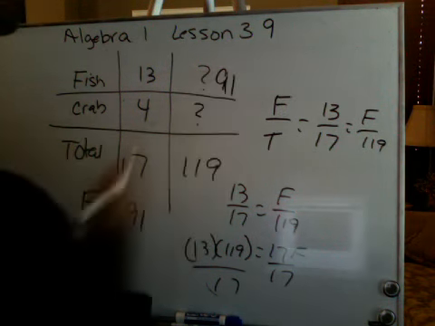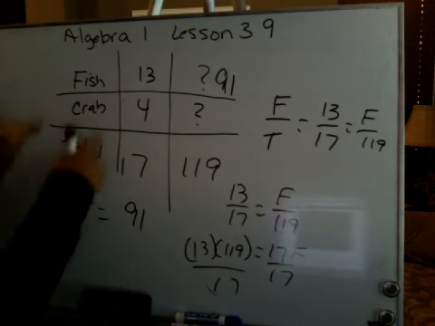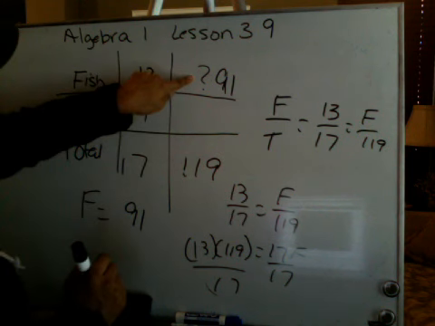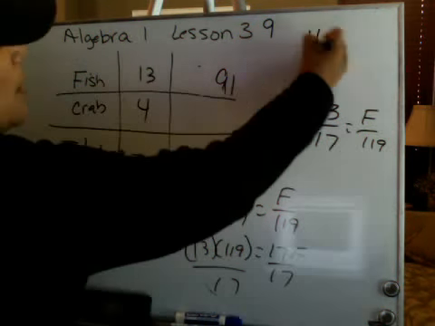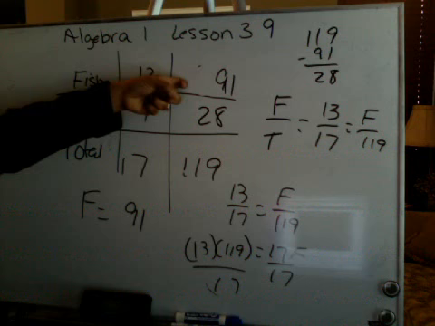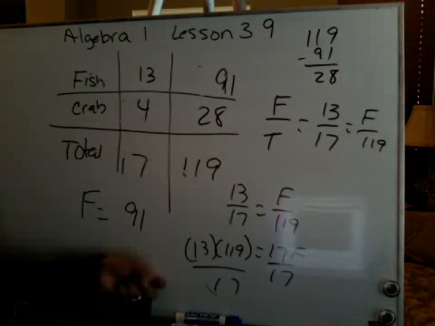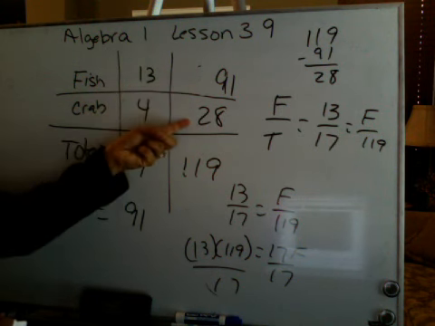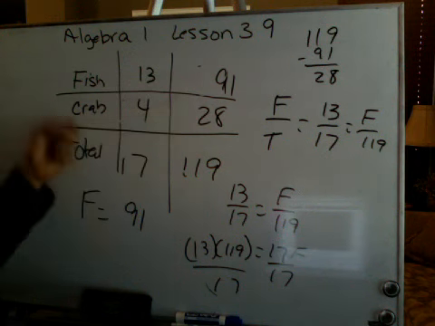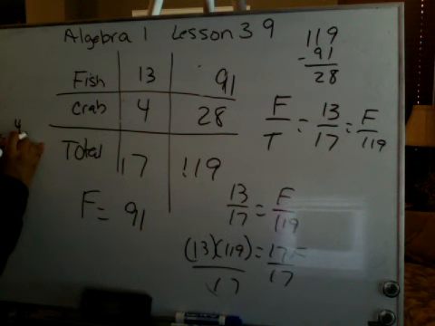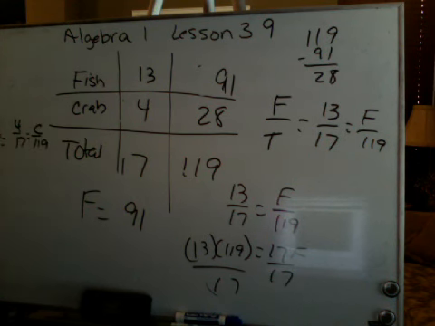Now, if you needed to go back and find how many crabs, you could do crab to total, these two to these two. Or, what do I know? I know this plus this has to equal that, so I could simply do 119 minus 91, and this would be 28. But I had to make sure that I didn't divide or multiply incorrectly, or set this up wrong, because if I set it up wrong, it's going to give me an incorrect answer here, which would cause this to be incorrect if you use this method instead of the crab to total equals 4 to 17 equals C to 119. Okay? So those are two different ways of looking at it.